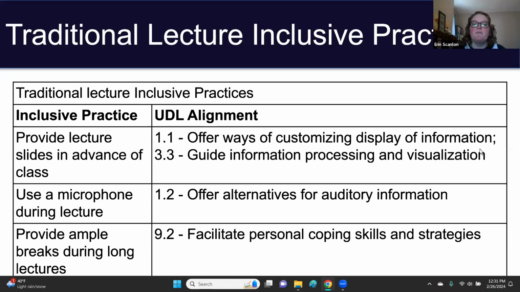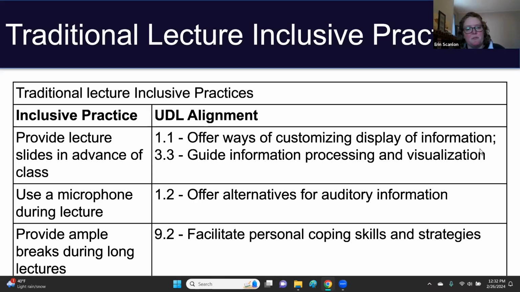For example, one inclusive practice for traditional lecture would be to provide the lecture slides in advance of class. If you do so, that will allow students to, for example, take notes on the lecture slides. They can augment the slides. They can make the slide text bigger or smaller. They can add in their own notes. They can help know what is going to be happening within the course. So all of these different things that students can do just by providing them the slides in advance.